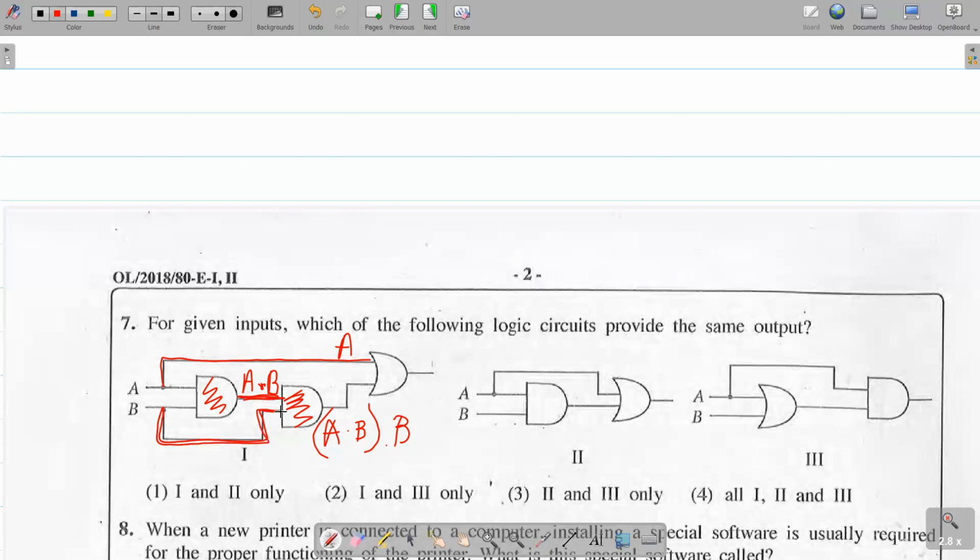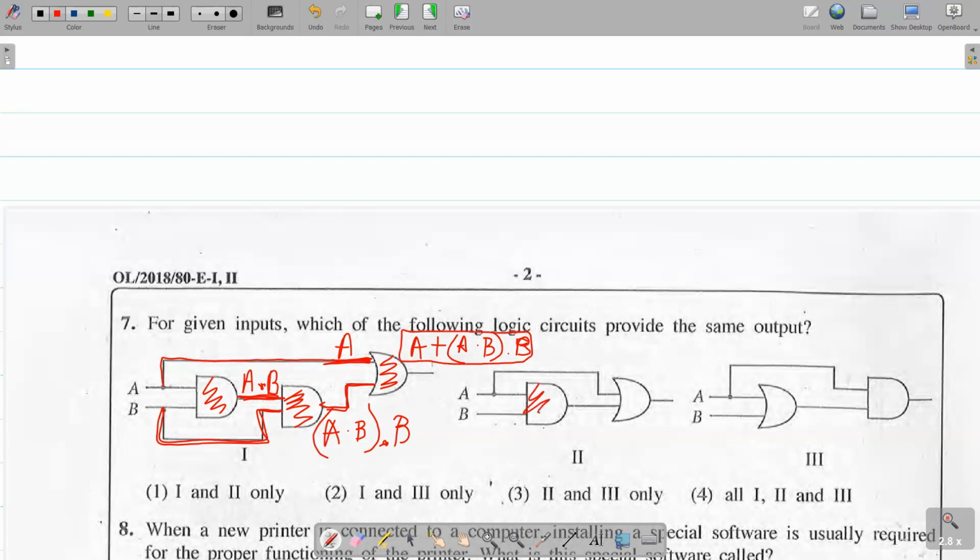So AND gate, they multiply. And AB dot B goes from here and A comes from here. This is an OR gate. So the final answer will be given A plus A dot B dot B. Alright, so that is the very first expression of the first circuit.